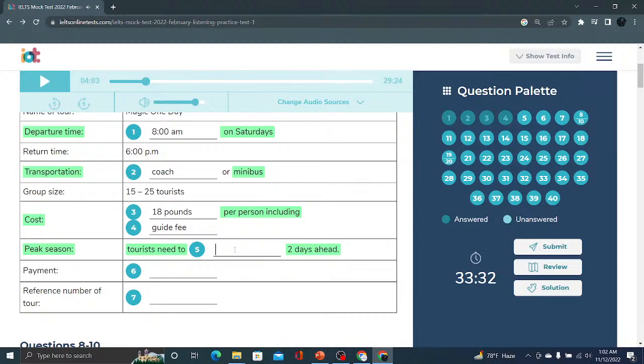Okay, so he was saying that the tourist has to reserve a seat at least 2 days before, maybe like that. So the answer would be reserve a seat. Okay, reserve a seat. If you don't understand or don't get the answer, don't worry, you can rewatch this video, or pause this video right now and play it back to listen again.